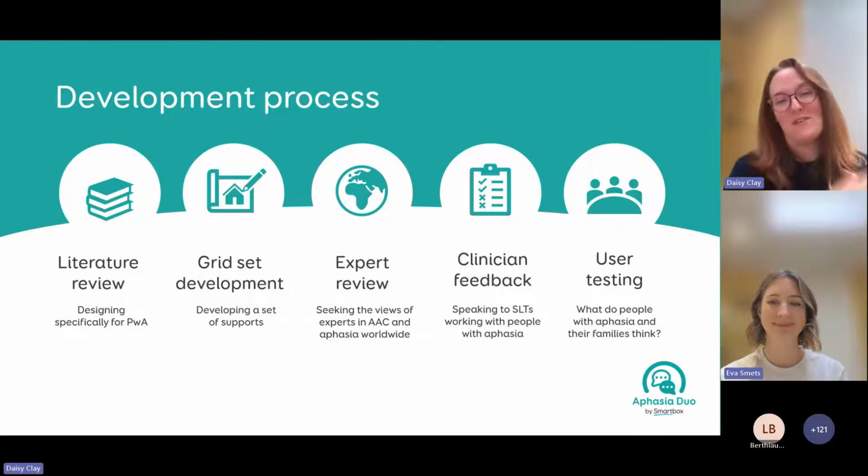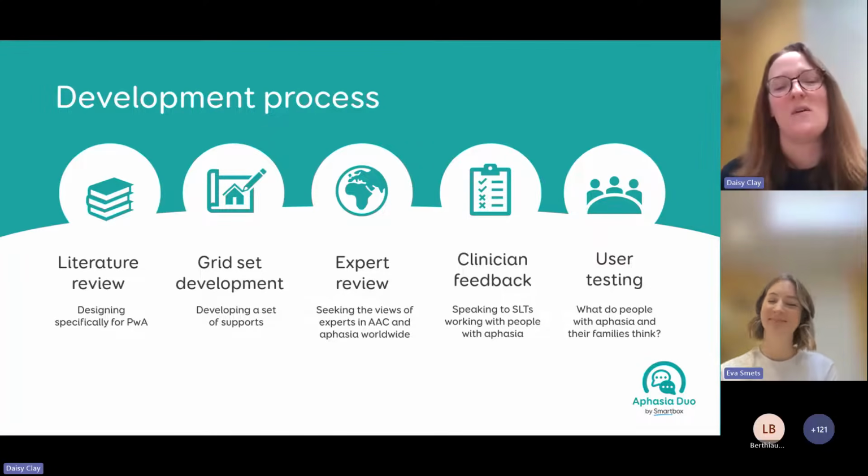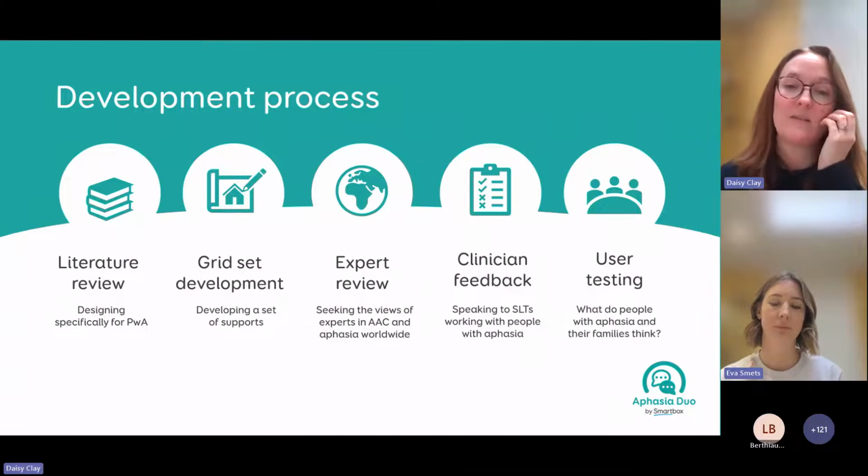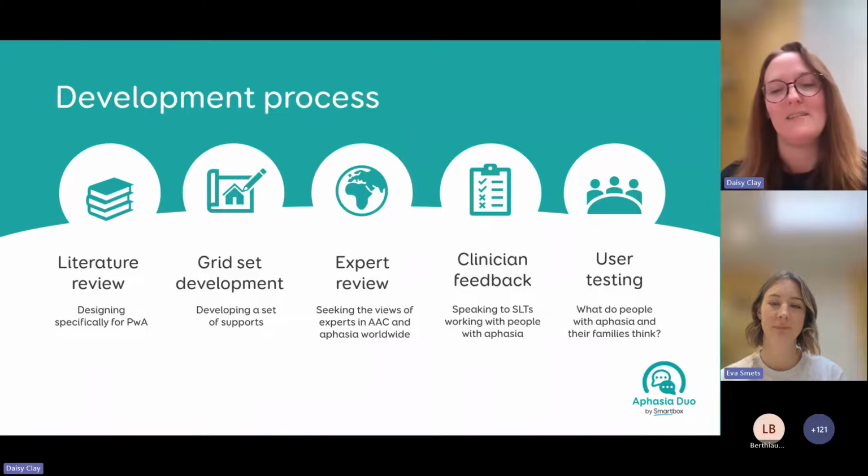They have evolved dramatically through the course of the project, and one of the reasons they've done that is because we've had lots of feedback from people outside of Smartbox. So we've been lucky to work with some really top experts in the field of AAC and aphasia. That's been experts here in the UK, but also in the US and in Germany, and they've been really guiding us with the development of the grid sets.